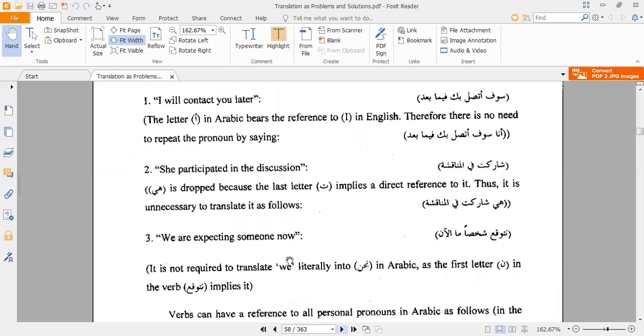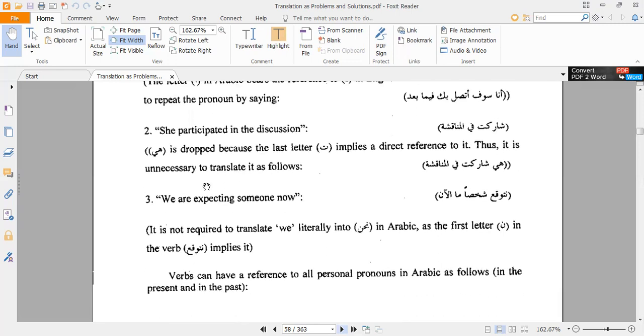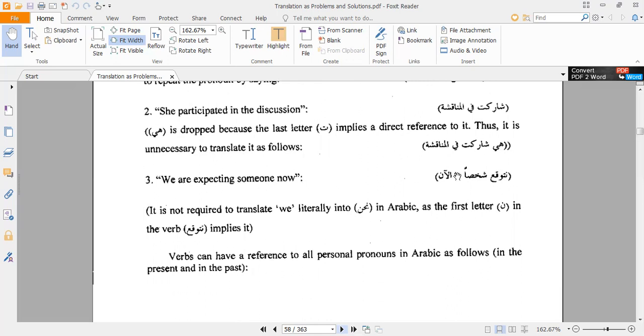طيب نجي She participated in the discussion، هي شاركت في المناقشة. Actually هي should be dropped, should be deleted. Why? Because تاء التأنيث in شاركت is attached to the verb and refers to هي as a subject. Therefore no need to double translate she into هي and تاء التأنيث also.